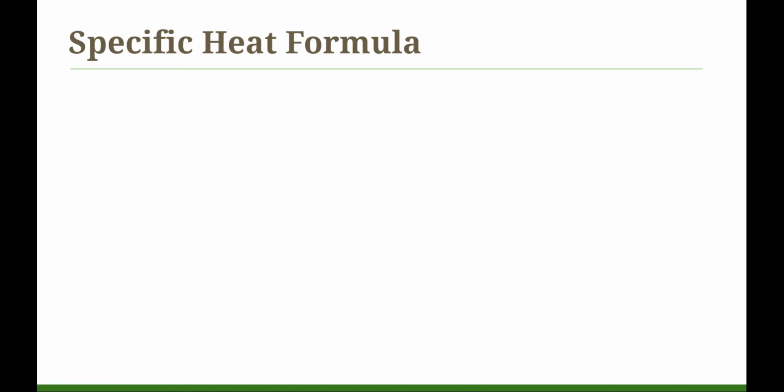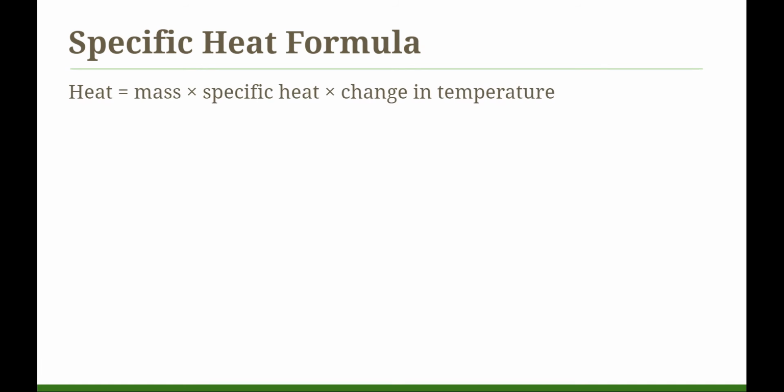Now we get into our equation for specific heat. Specific heat is in this equation, so it's heat equals mass times specific heat times the change in temperature. So if we want to know how much heat is transferred in an object, we just use this equation. The variables are Q equals mc delta T.